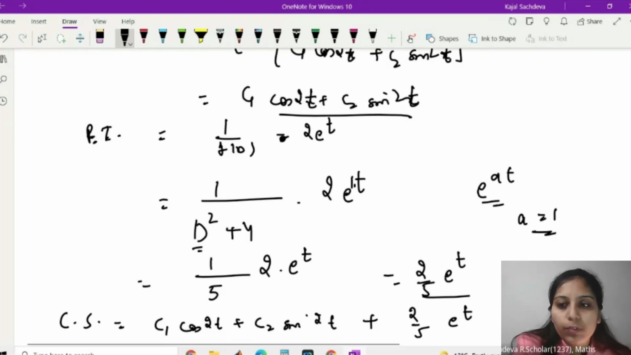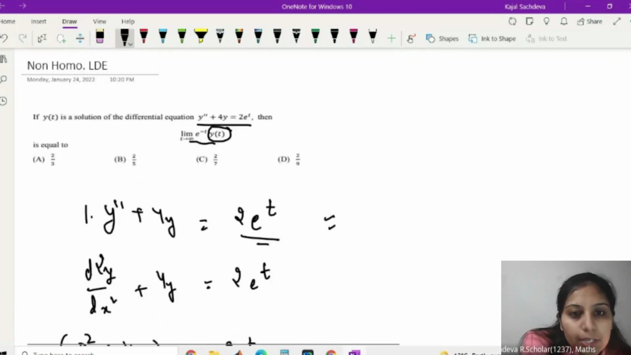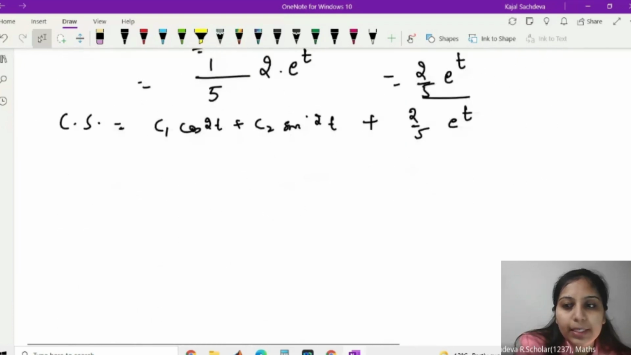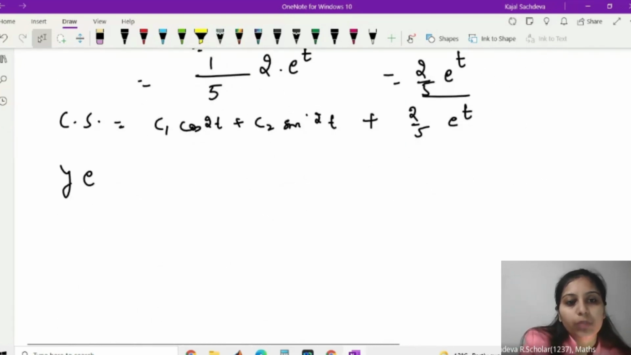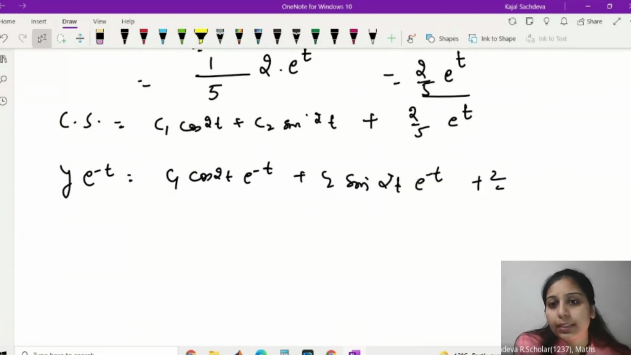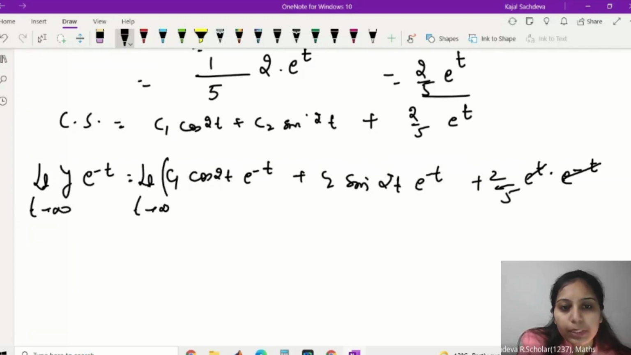And in the question, what do they want? They want e raised to power minus t into y(t), limit t tends to infinity. So just multiply y by e raised to power minus t and take limit t tends to infinity. So y into e raised to power minus t: multiplying it gives C1 cos 2t e raised to power minus t, C2 sin 2t e raised to power minus t, 2 by 5 e raised to power t e raised to power minus t. This will be cancelled, and applying limit t tends to infinity.